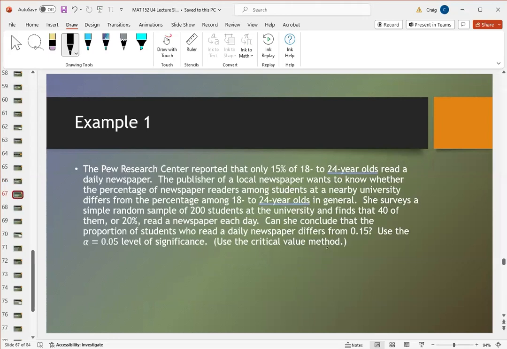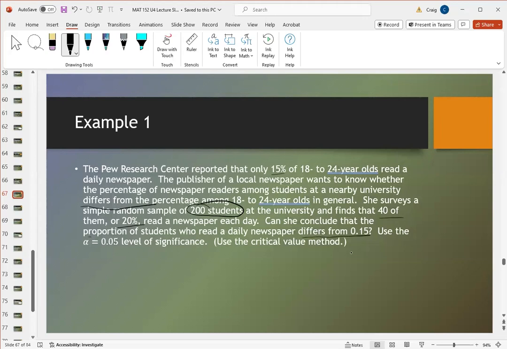Again, we're going to go through just the same steps of hypothesis tests. The Pew Research Center reported that only 15% read a daily newspaper. The publisher of a local newspaper wants to know whether that percentage at a nearby university is different from the percentage of students in general. She surveys 200 students, finds that 40 of them, or 20%, read the newspaper each day. Can she conclude that the proportion of students who read a daily newspaper differs from 0.15?